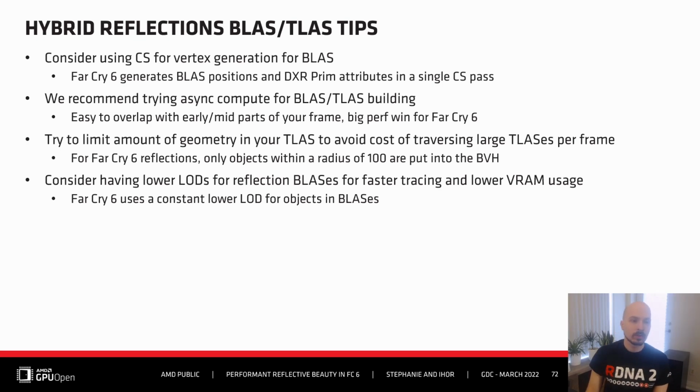So just to conclude our BVH and BLAS tips for hybrid reflections, it's worth considering using a compute shader for vertex generation. In Far Cry 6, our BLAS positions and DXR primitive attributes are all exported in a single compute shader dispatch. We recommend trying async compute queue for your BLAS and TLAS building. BLAS can be higher occupancy, but TLAS is generally low occupancy, and so it was a good performance win for us.